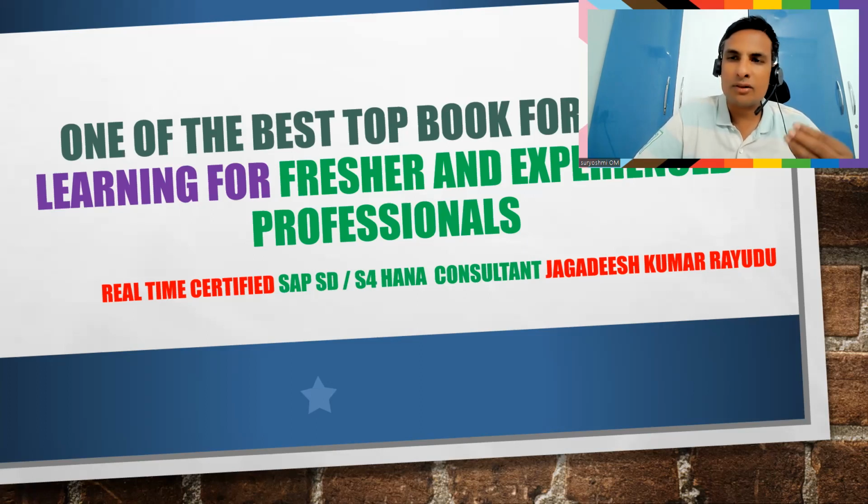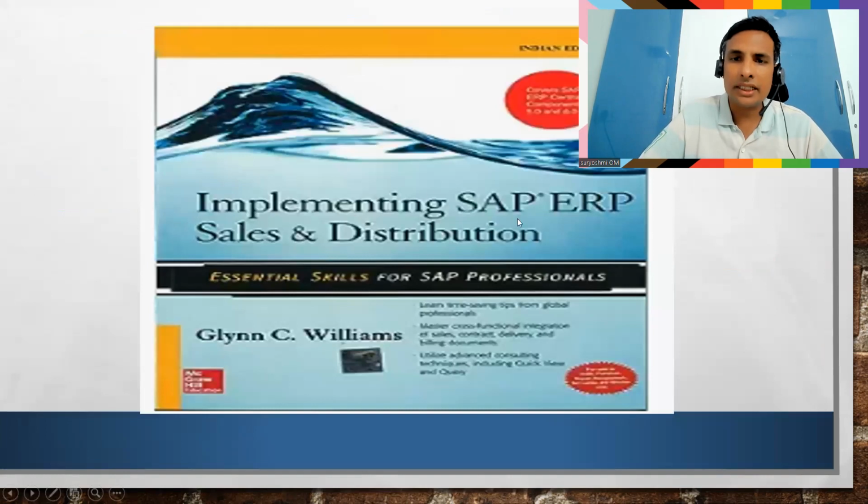When I was supposed to read, I think some 12 years ago, I was holding this book, and currently this book is quite popular. Let's go for this now. Okay, you look at this: Implementing SAP ERP Sales and Distribution. Glenn C. Williams, he is one of the finest authors. You just read this book. This should be like your library book if you really want to get the depth of your basics.